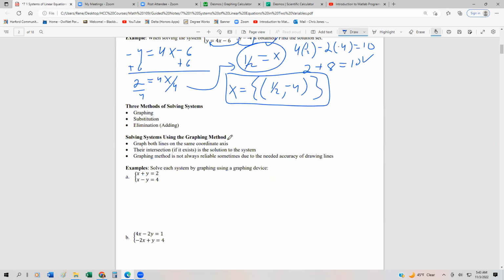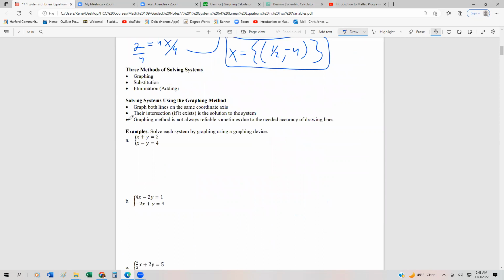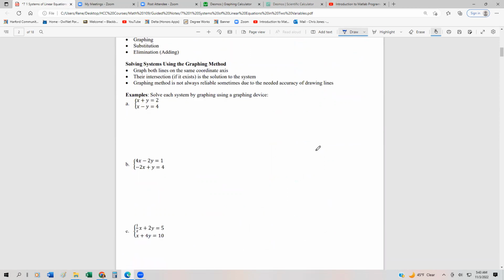The problem with graphing is that if we graph by hand, or even sometimes with a calculator, we don't always get an exact answer, and if we graph by hand, there's an accuracy issue. But it is a way for us to at least get some sort of approximate solution. In other words, we can get an estimate.